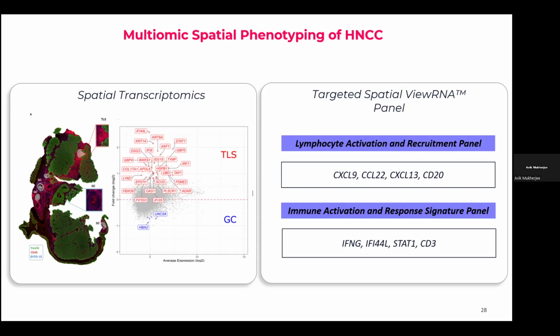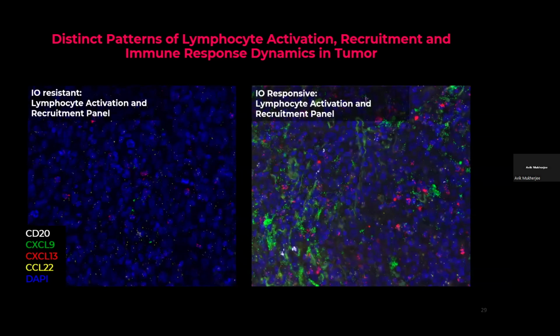We have just partnered with Thermo Fisher to utilize their ViewRNA product with our PhenoCycler-Fusion. They created these two antibody panels for lymphocyte activation and immune activation, along with some control panels. What they saw is that in tumor 3, there was no upregulation of CXCL9 or CXCL13, which are the lymphocyte activation and recruitment chemokines and cytokines.